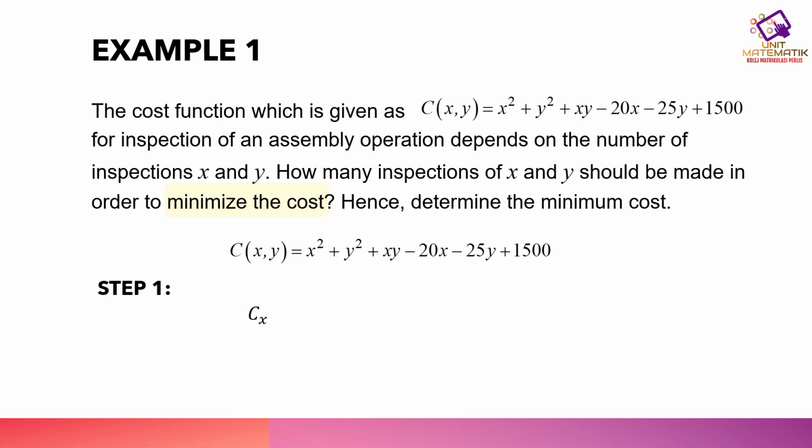First, let's find C sub x. We have three terms that have variable x, so C sub x should be equal to 2x plus y minus 20. Let's proceed to C sub y. For C sub y, we have three terms with variable y. We differentiate, we will get 2y plus x minus 25.